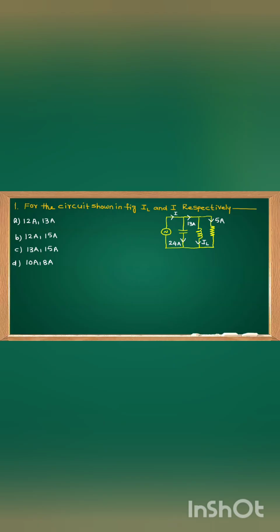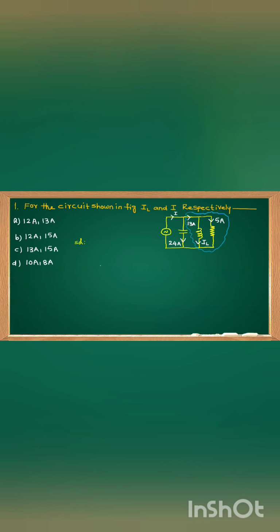Can anybody answer this question? For the circuit shown in figure, IL and I respectively, how to find IL and I? IL and I squares. Yes, you can simplify like this. Concentrate. Apply the formula for this RL combination. Apply the formula for this RL combination. I'm applying the formula for this RL combination.